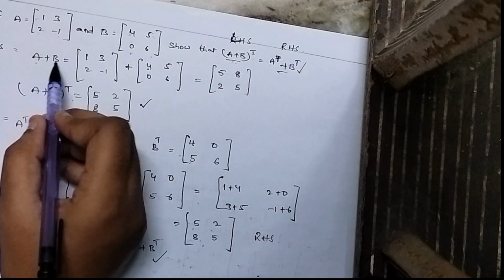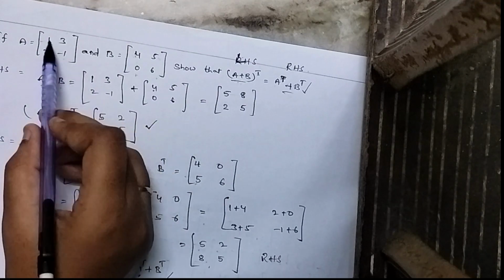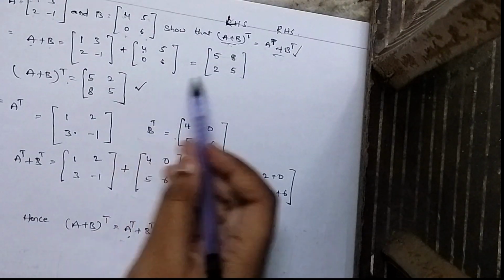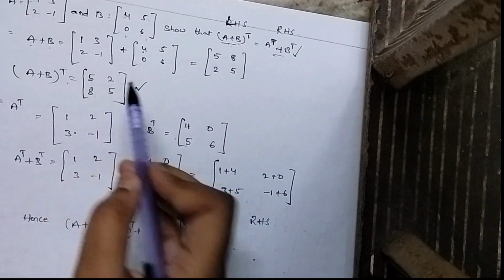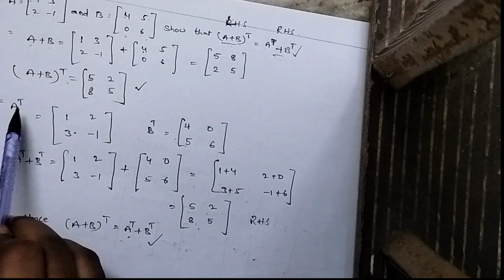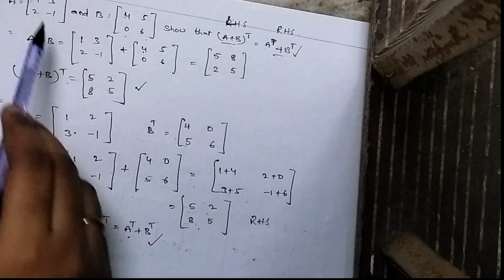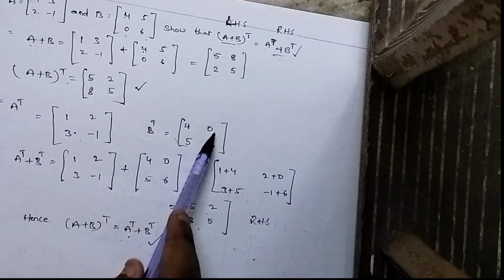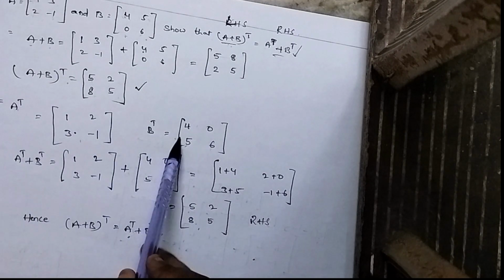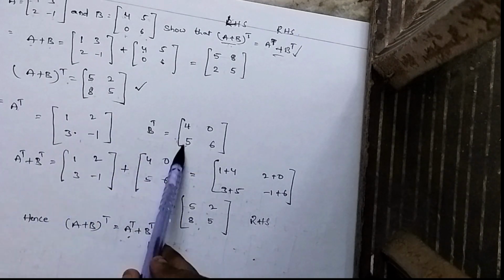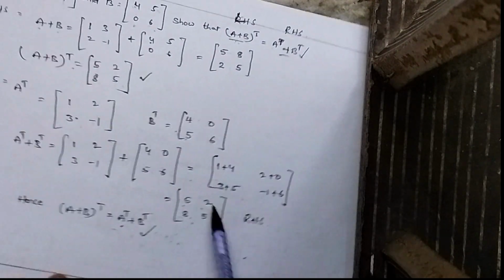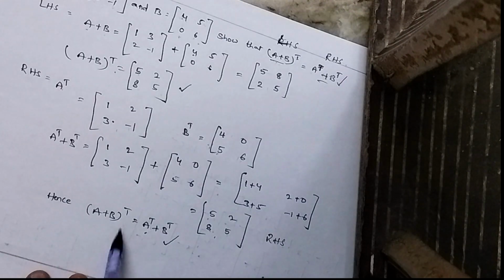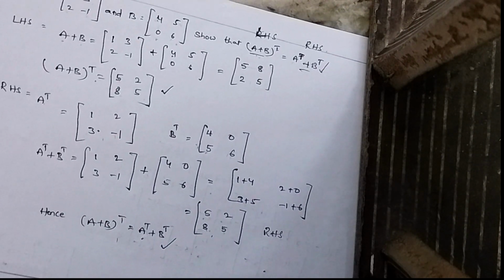So now first find A plus B, that means 1 plus 4, 3 plus 5, 2 plus 0, minus 1 plus 6. And now transposing this, 5, 8, 2, 5. Now again doing A transpose, that means 1, 2, 3, minus 1. B transpose is 4, 0, 5, 6 and adding these two, 1 plus 4, 2 plus 0, 3 plus 5, minus 1 plus 6. So the value is 5, 2, 8, 5. A plus B whole transpose equals A transpose plus B transpose.